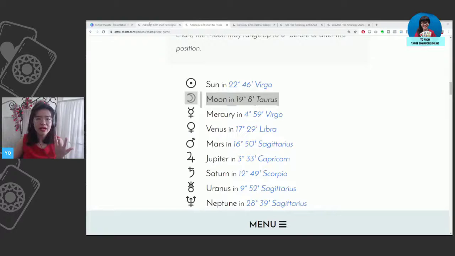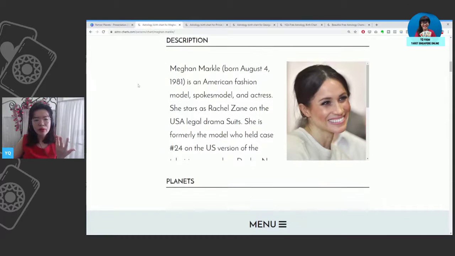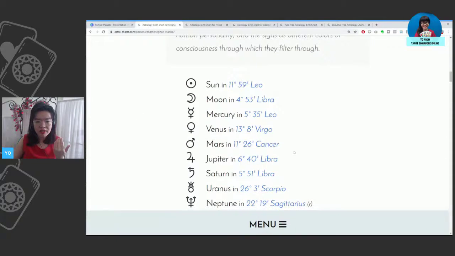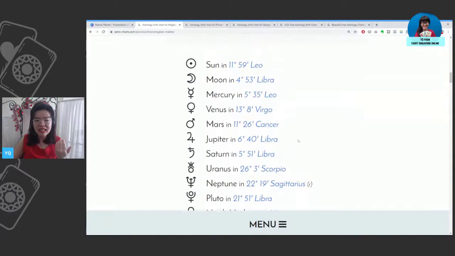And since we're talking about Prince Harry, we're going to look at Meghan Markle as well. So in her case, her Mars is in Cancer while her Sun is in Leo. So this means that for Meghan, whoever she dates is someone who's very family oriented, very caring, very emotional as well.